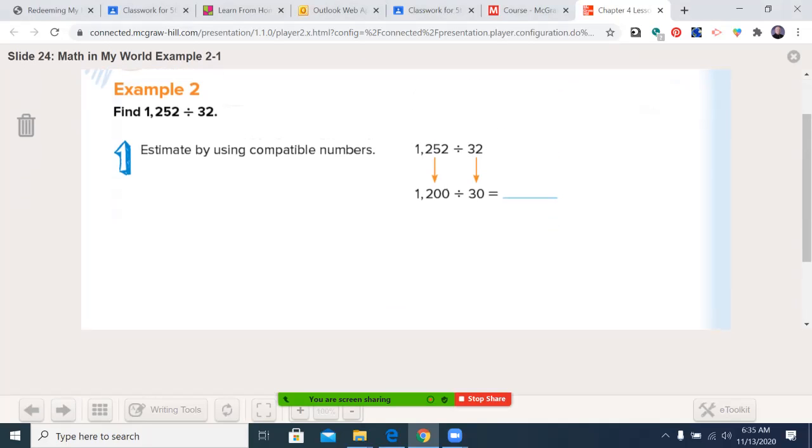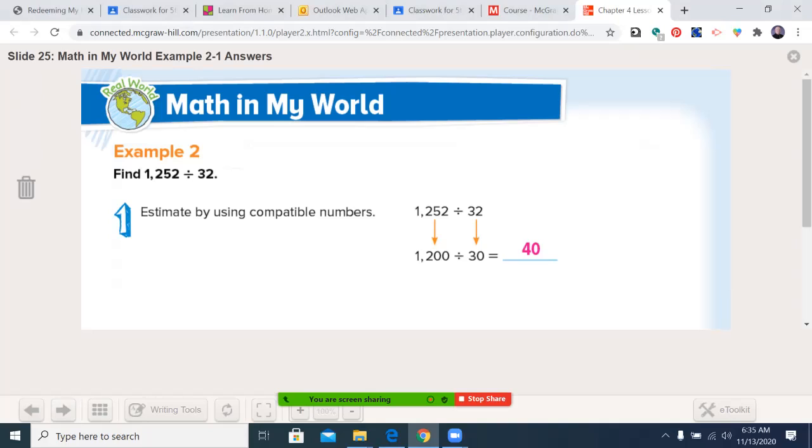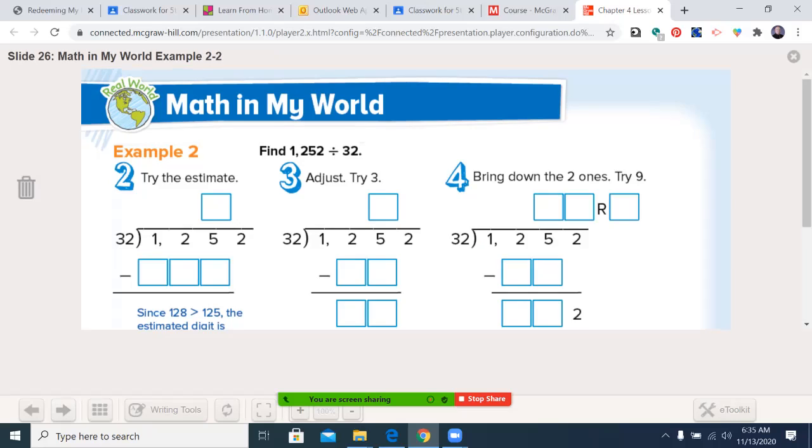They start by estimating to get our compatible numbers, and they rounded this to 30 and this to 1,200. How many times does 3 go into 12? You're going to have a 4 there. So I'm going to go ahead and write that so you can just see it. And then there's 1 0 left over, so 40. So when we get this answer, we should probably be looking at an answer quotient of about 40. Let's see if that's correct.